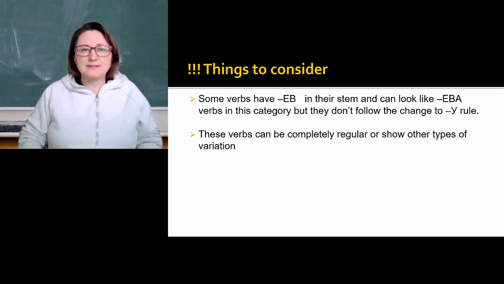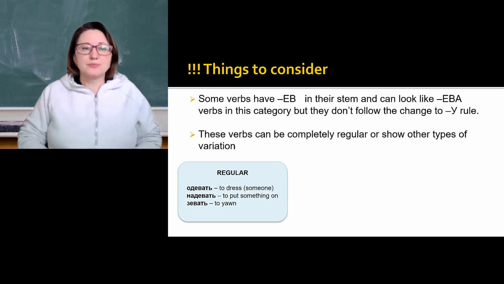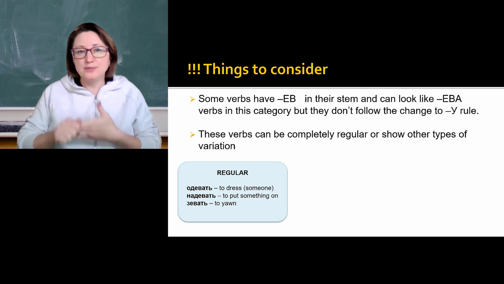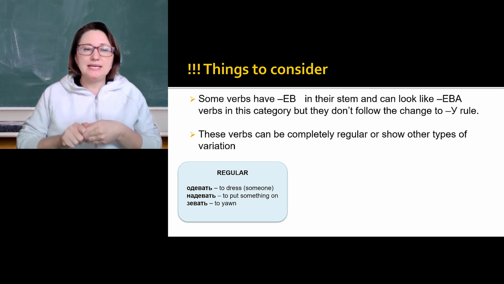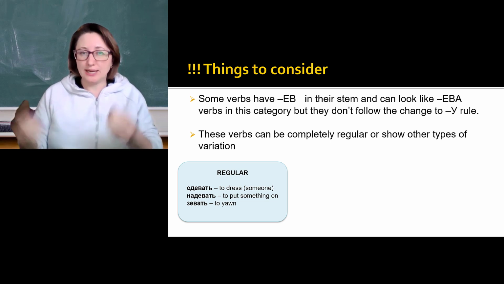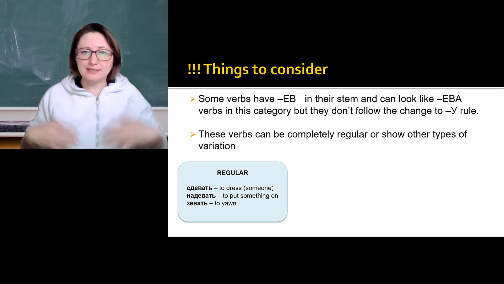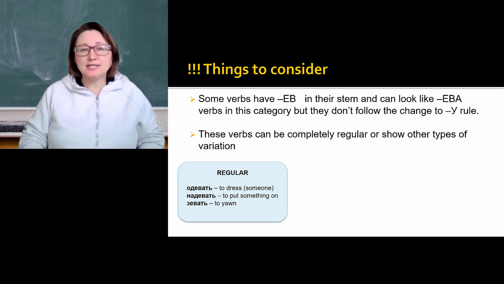And the verbs that have yeva can be completely regular or show other types of variation. For example, completely regular verbs where yev is really part of the stem is a verb like одевать, like to dress somebody. For instance, я одеваю ребенка. I'm dressing my kid. Or надевать, to put something on. Я надеваю блузку. I'm putting a blouse on. Or зевать.